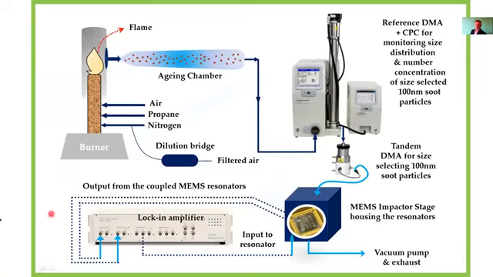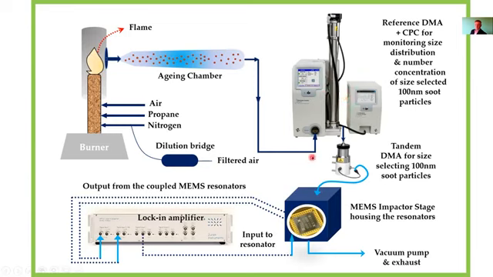So shown here is the soot particle generator comprising a burner arrangement. So this is where the particles will be generated. And the size of the soot particles that are generated can be adjusted by adjusting the flow rate of propane. The particles that are generated will then be passed through an aging chamber, and then they will be connected to the reference instruments, such as the differential mobility analyzer and the condensation particle counter.